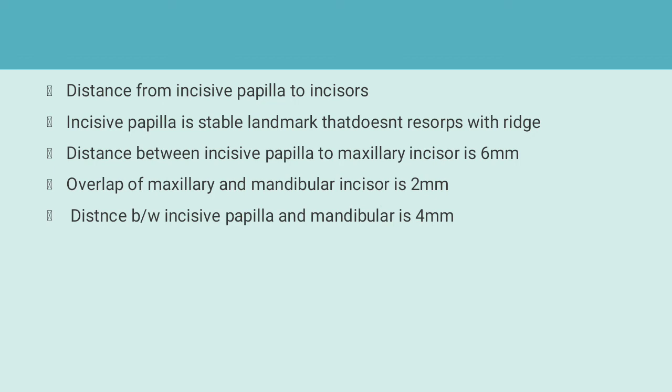Here, first we go into the distance from the incisive papilla to the maxillary incisors. The incisive papilla is a stable landmark that doesn't resorb with the resorption of ridges. The distance between the incisive papilla and the maxillary incisor is 6 mm, and the overlap of maxillary and mandibular incisor is 2 mm. The distance between the incisive papilla and mandibular ridge is 4 mm. These factors are always considered while vertical dimension at occlusion is recorded.